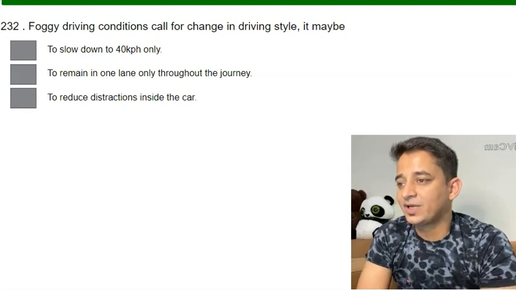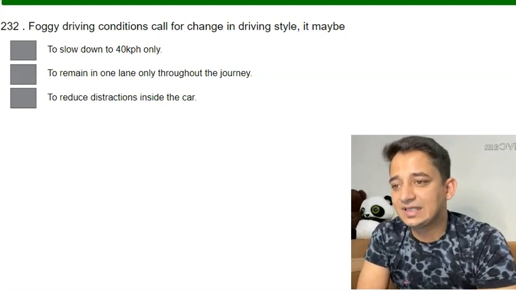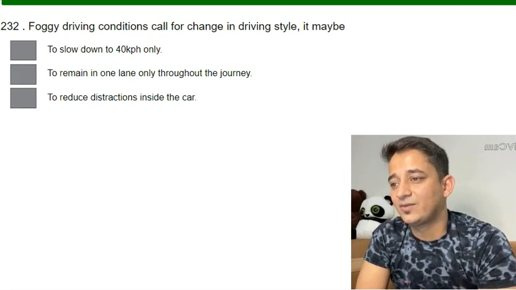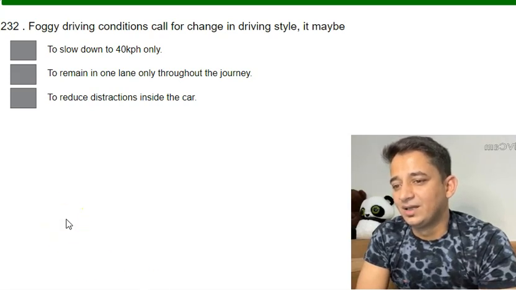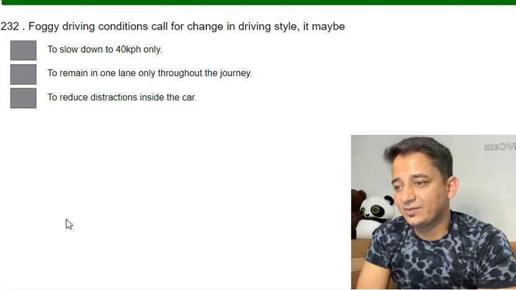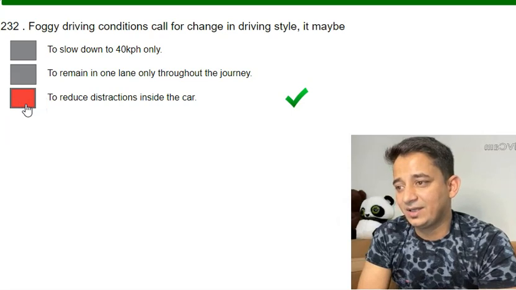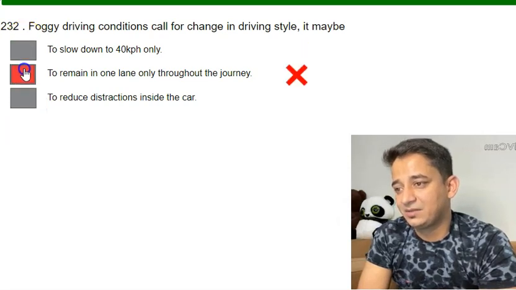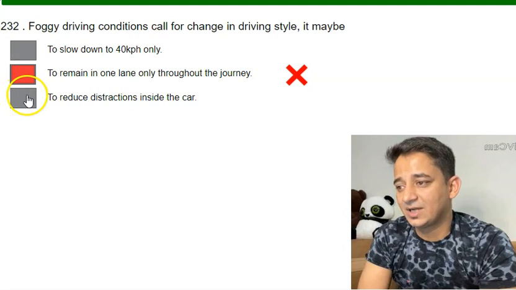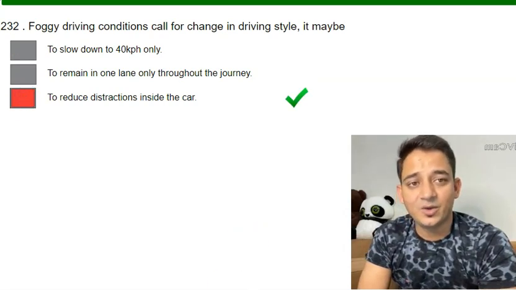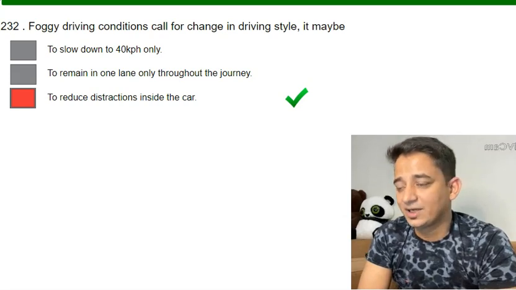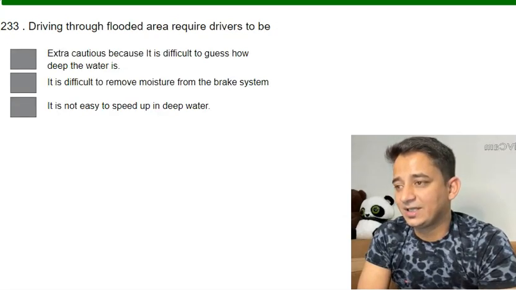The next question: foggy driving conditions call for a change in driving style. It may be to slow down to 40 kilometers only, to remain in one lane only throughout the journey, or to reduce distraction inside the car. All three are correct, but you need to choose the most correct one. So I think it is option 3, and parts 1 and 2 are wrong. Even if three options are correct, we need to choose the most correct one. That's what they say in the questions.